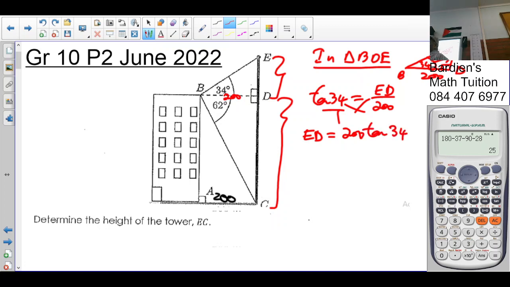You can work that out if you like. Let's see what you get. So 200 tan 34 is 134,91. 134,9. Okay?